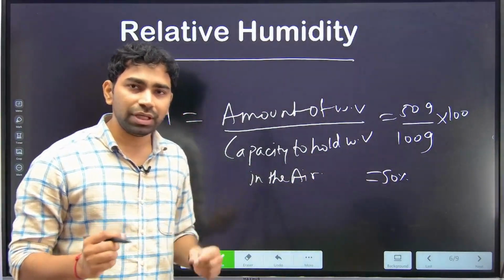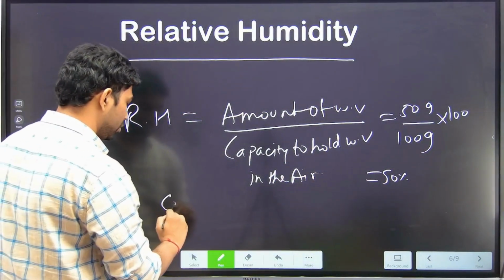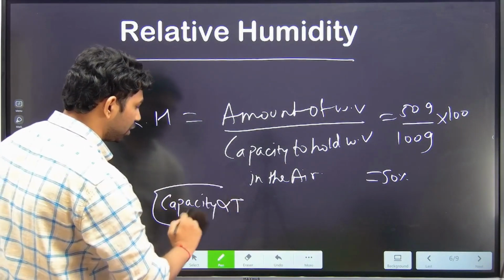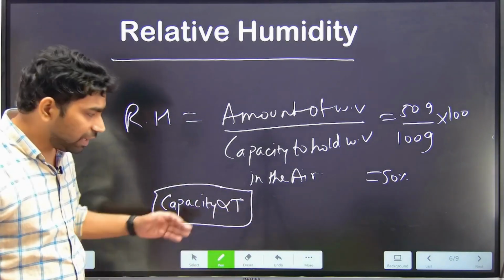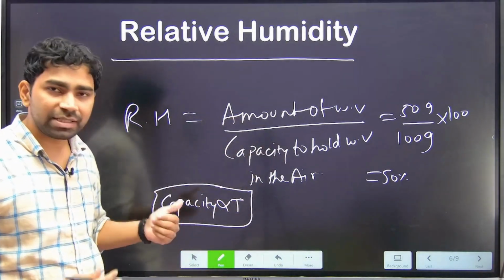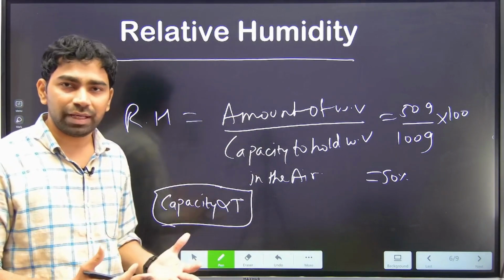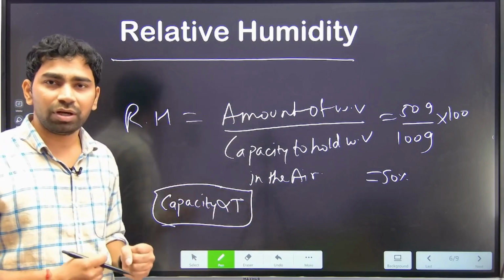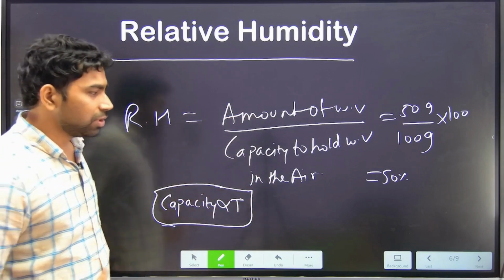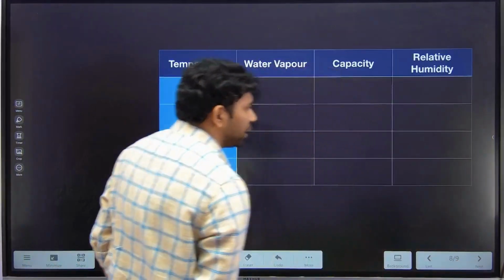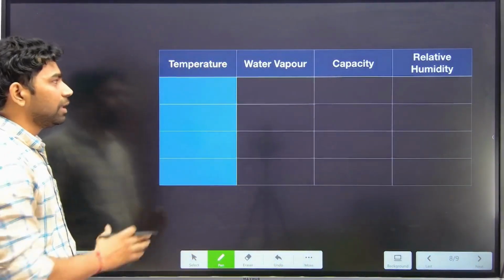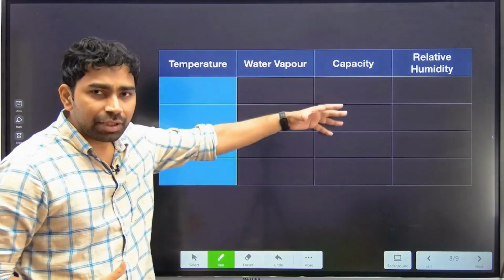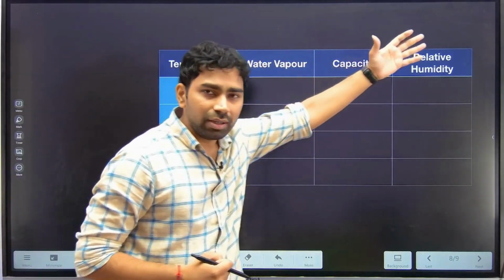Okay, now one more thing you need to know, that this capacity to hold the water vapor is directly proportional to the temperature. If the temperature is high, it means the capacity to hold the water vapor is also very high. On the other hand, if the temperature is low, at that time the capacity to hold the water vapor is also very low. Okay, so to make it more clear, let us draw a table. This is for temperature, this is for water vapor present in the air, this is for the capacity to hold that water vapor, and this is for relative humidity.